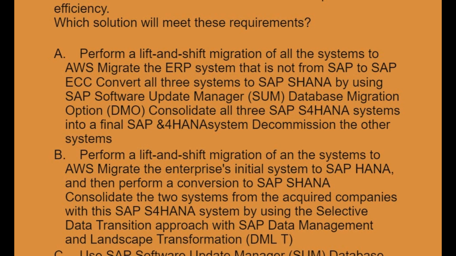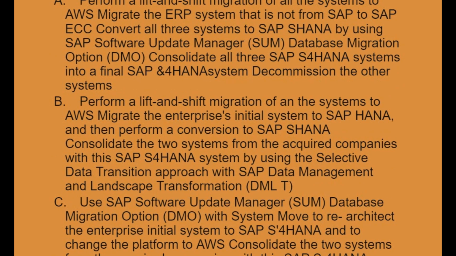Option A, perform a lift and shift migration of all the systems to AWS. Migrate the ERP system that is not from SAP to SAP ECC. Convert all three systems to SAP S/4HANA by using SAP Software Update Manager (SUM) Database Migration Option (DMO). Consolidate all three SAP S/4HANA systems into a final SAP S/4HANA system. Decommission the other systems.